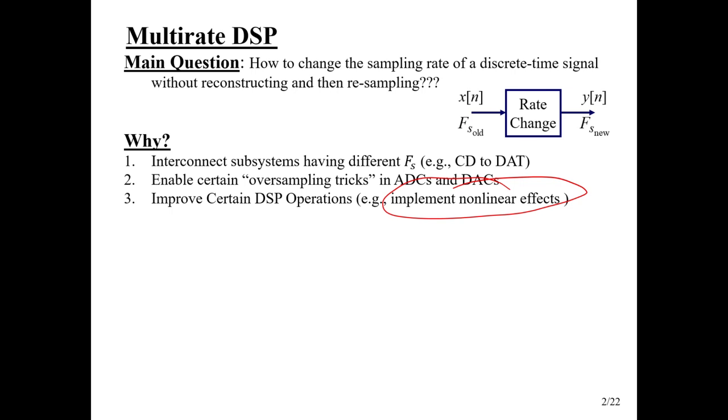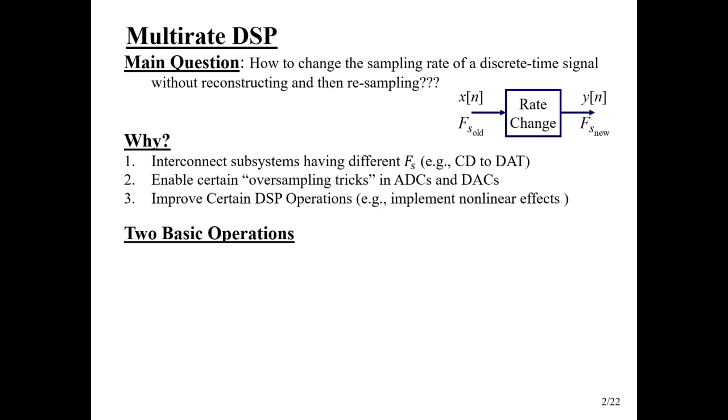So we'll look at implementing nonlinear effects using digital signal processing, being able to first upsample, apply the nonlinearity, and then downsample. Upsample is increasing the sampling rate, and downsampling is decreasing the sampling rate. So that's an idea that we'll talk about.